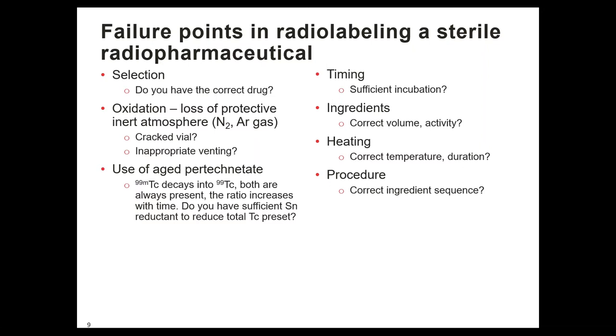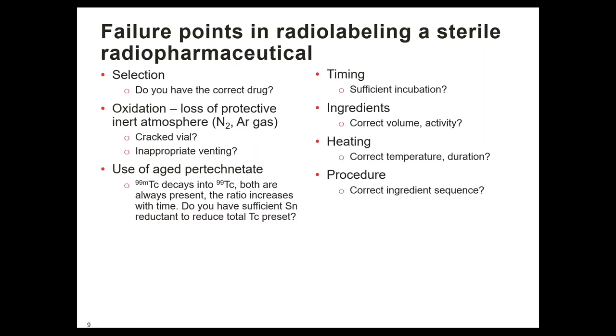If there's a small crack in the glass vial and that gas has gone, your kit's going to fail. If there's inappropriate venting, if you're withdrawing doses and replacing volume with oxygen from the room, you're going to have that kit fail over time and you're not going to get gallbladders, bones, lungs, or livers. You will get the presence in the image of free pertechnetate.